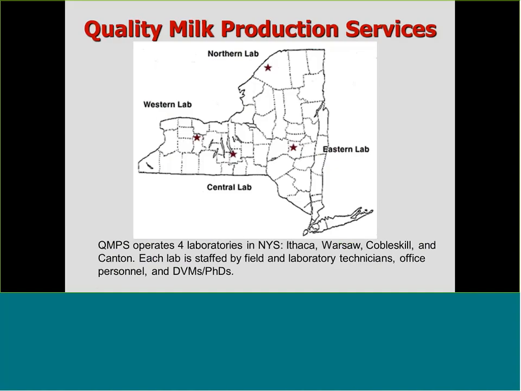questions. But just if you don't know, Quality Milk Production Services operates 4 labs in New York. We've got one up here in northern New York in Canton, one here in eastern New York in Cobleskill. I'm sitting here in the central lab in Ithaca at Cornell, and our western lab just recently moved from Geneseo to Warsaw, so maybe that's some new news for some of you. Okay.